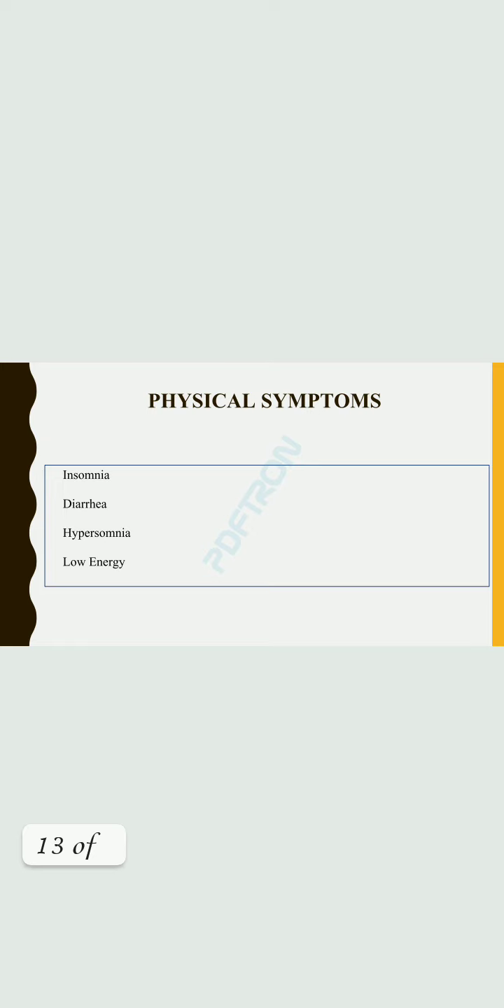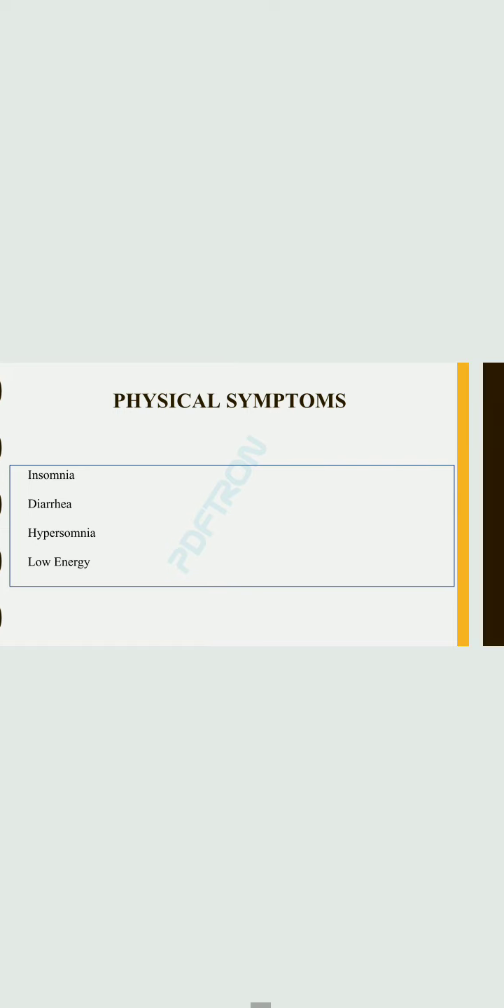Physical symptoms may include insomnia, diarrhea, hypersomnia, excess of sleep. Insomnia means lack of sleep. Diarrhea, digestion problems, low energy. The person feels so much fatigued.